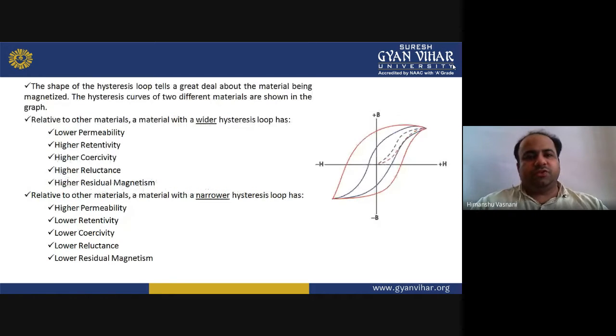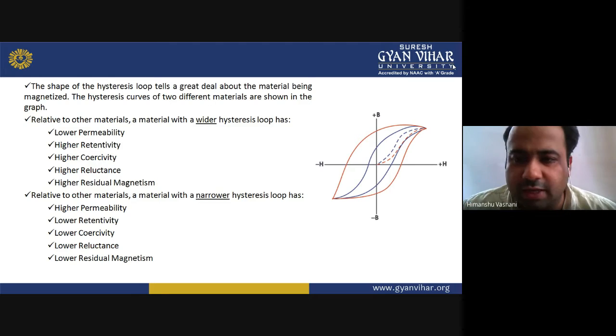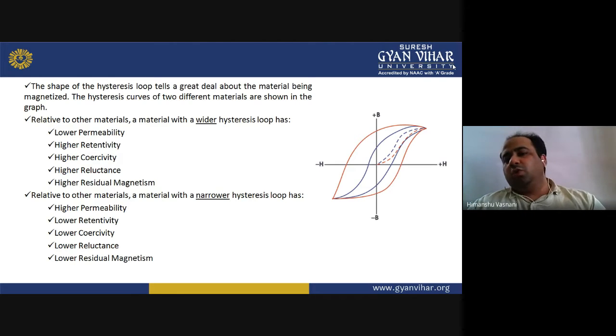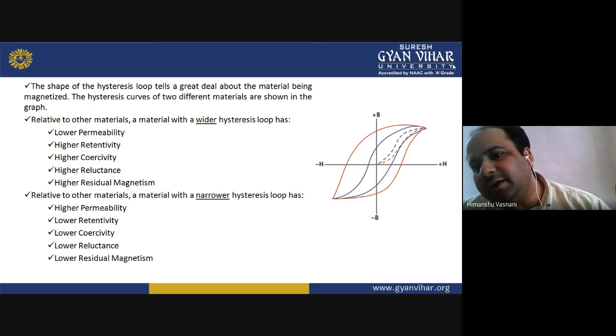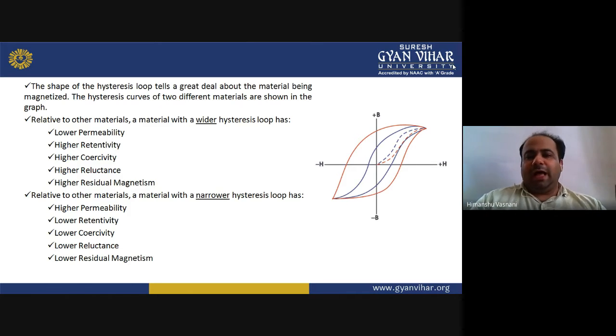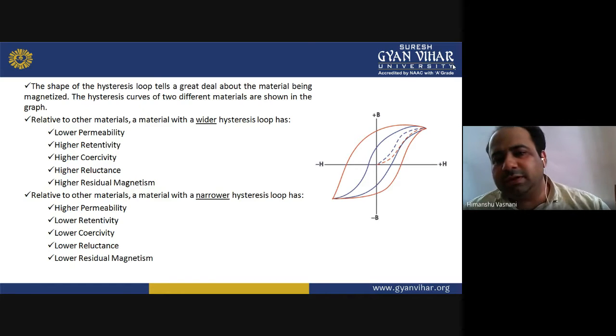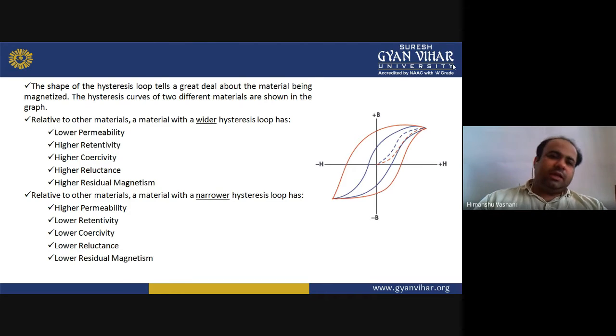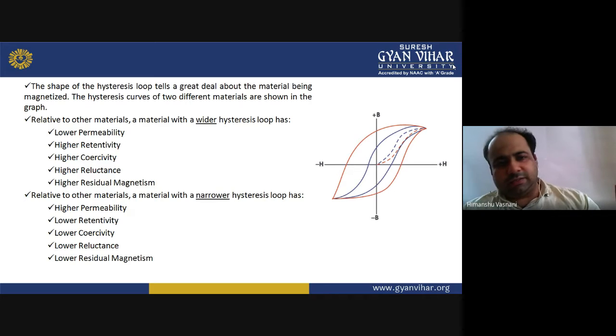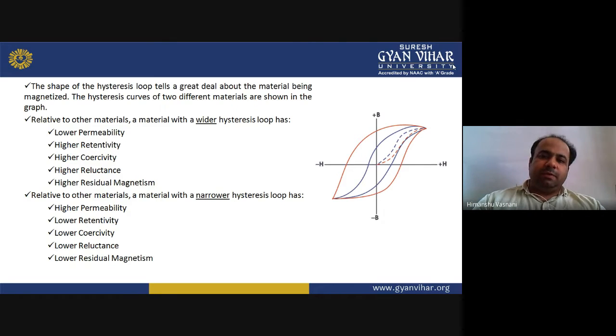So the shape of the hysteresis loop tells us a great deal about the material being magnetized. The hysteresis curves of two different materials are shown in this graph. You can see there are two loops shown, one in red and one in blue. One loop is wider and one hysteresis loop is narrower. Say these represent two different materials in the BH graph.